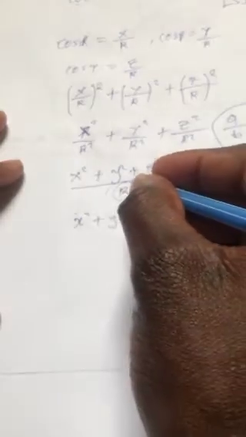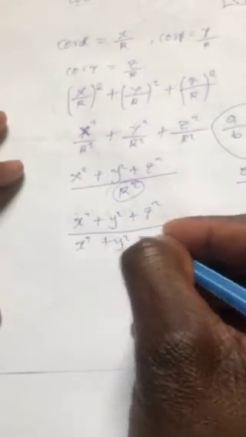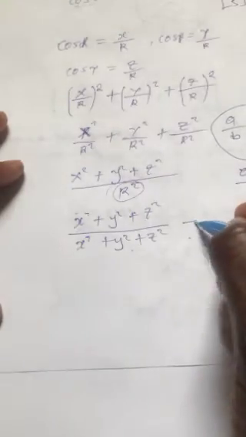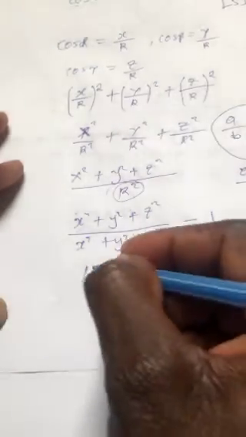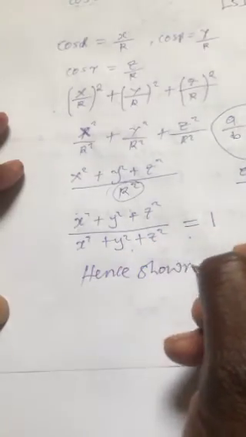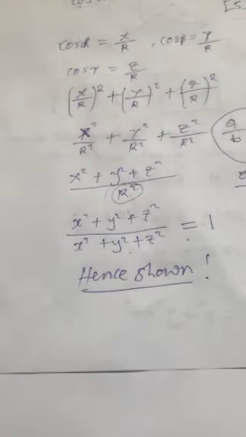Okay, so this means that in this case, where there is this, I also divide out by x² plus y² plus z². So this into that, automatically you're going to get 1. And you say, hence shown. You get your 5 marks.